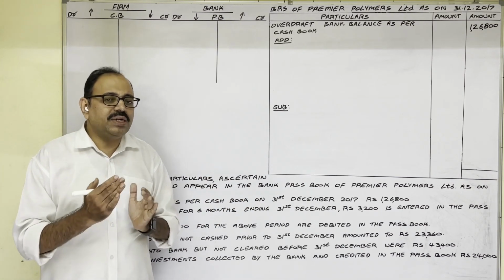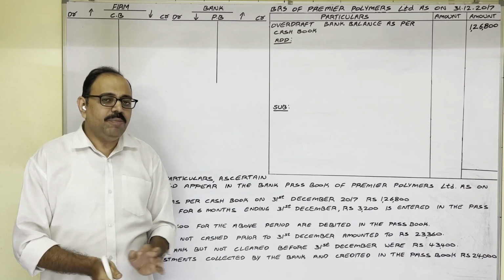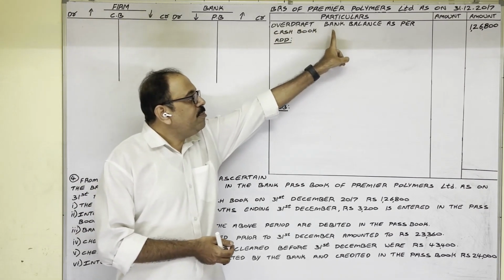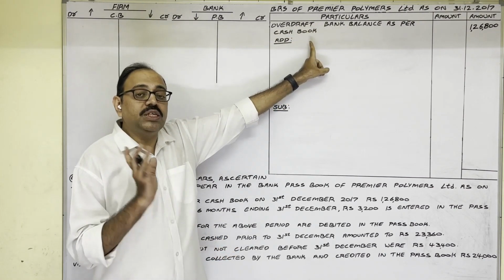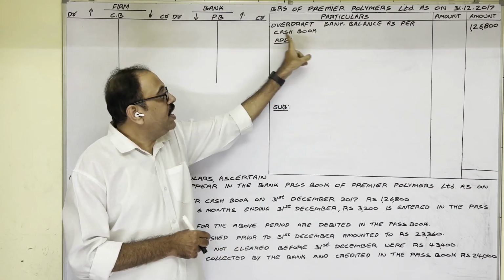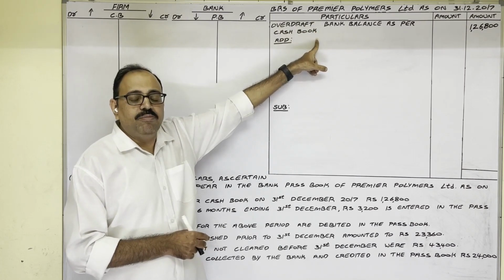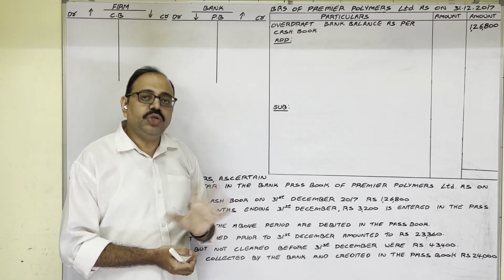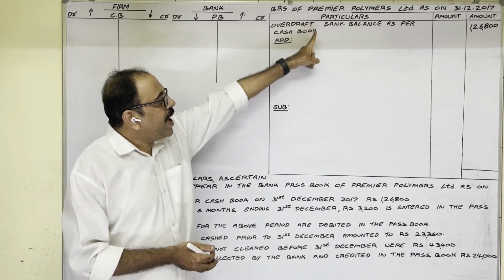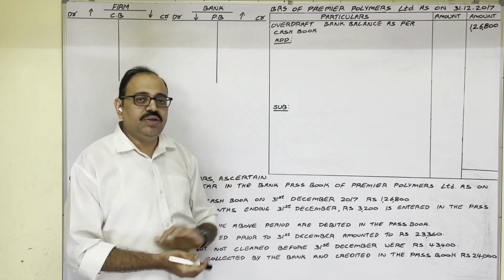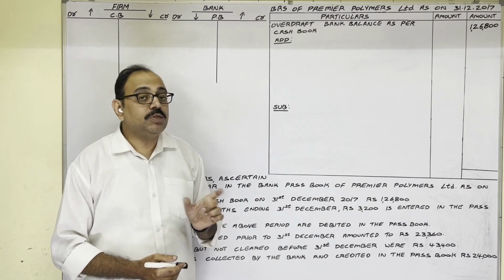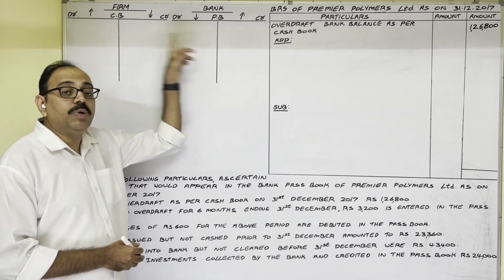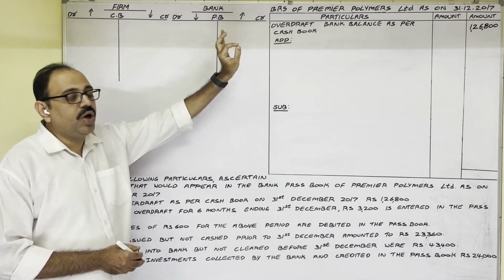But students may get some confusion here, so I'll make it simple for you. When an overdraft bank balance as per cash book is given in the question, while writing, write down this sentence. But while analyzing, you apply one point: assume that a favorable bank balance as per passbook is given. If a favorable bank balance as per passbook is given, the rule is to adjust the passbook as per the cash book. So here also follow the same rule.